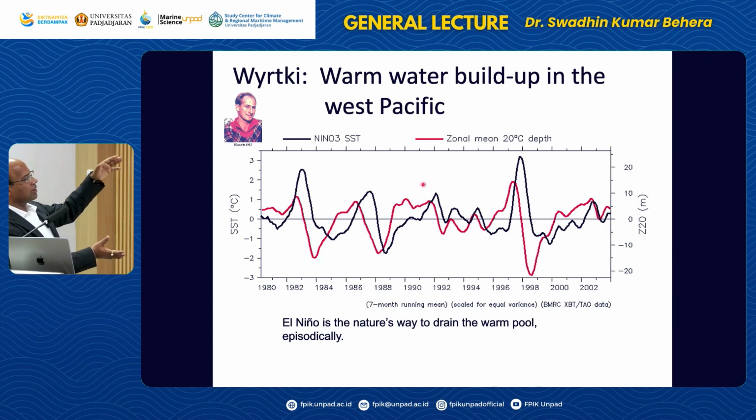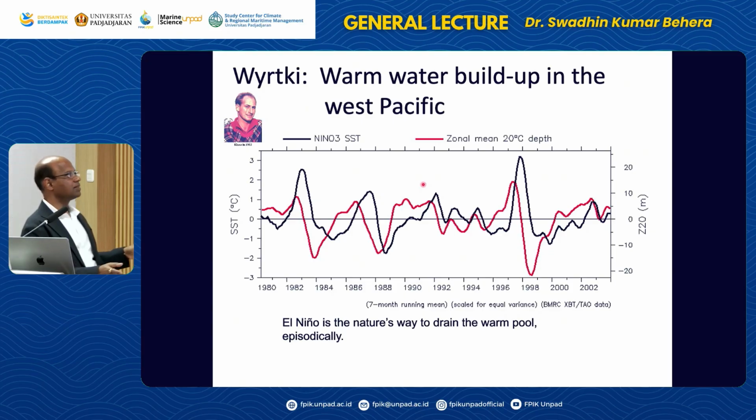And at some point it reaches a critical value when the water is released to the eastern side and the El Nino happens. And when water is released, that's the discharge state. So the Western Pacific and basically tropical Pacific is cooler.